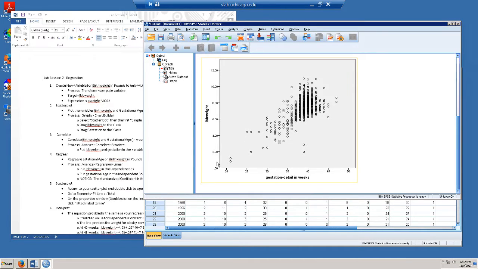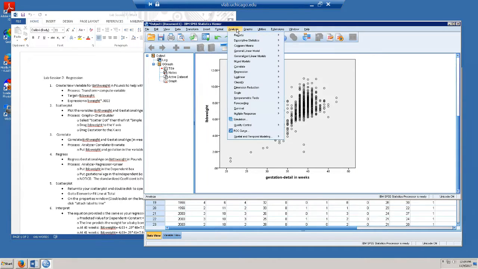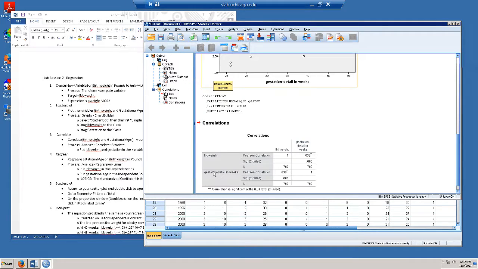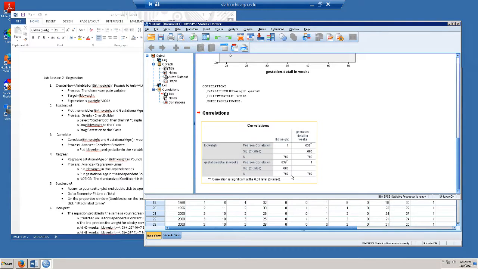So the next thing we can do is calculate what the correlation is. So we'll go to Analyze, Correlate, Bivariate, and we will put in there our pound birth weight and gestation. And press OK. So there we see we have a pretty strong positive correlation of 0.638.